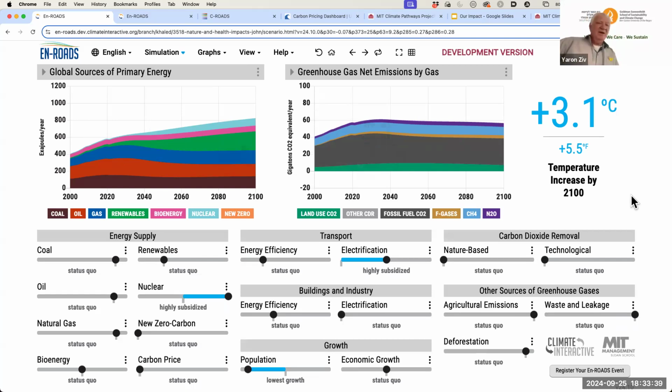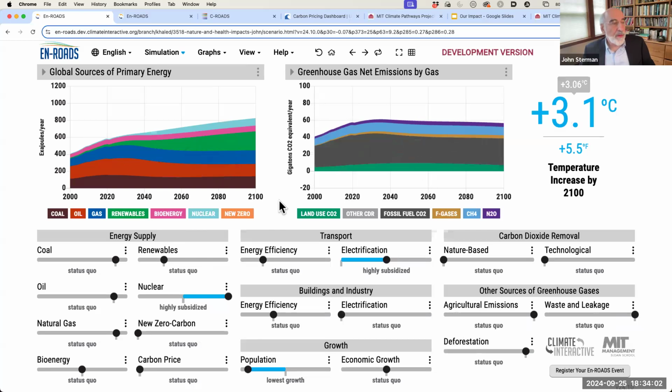Coal. Okay, coal, taking out the coal. So how do you want to do that? How do you want to reduce the coal? Increase renewables. Okay, yeah, that's great. So one way would be to further incentivize renewables like we did for nuclear. So I'm going to do that.